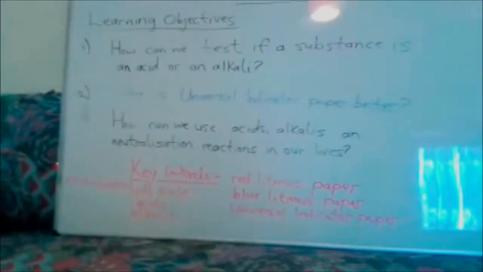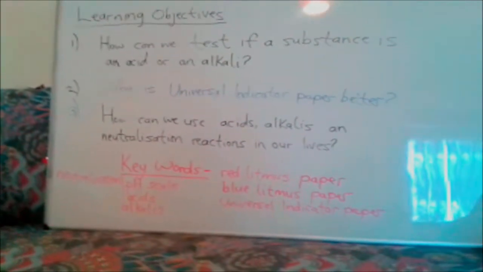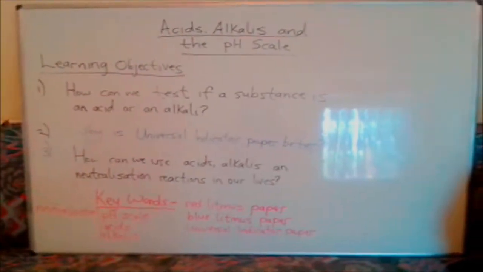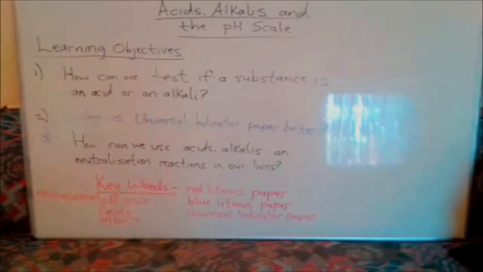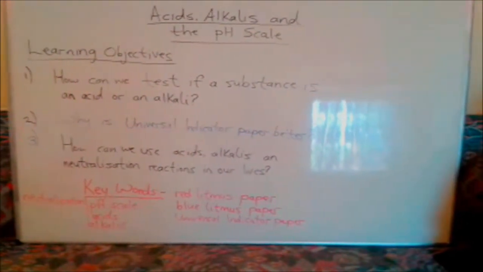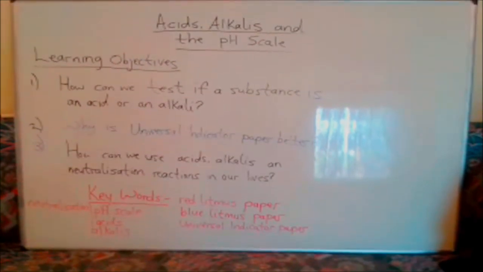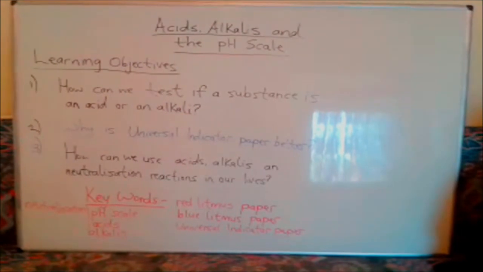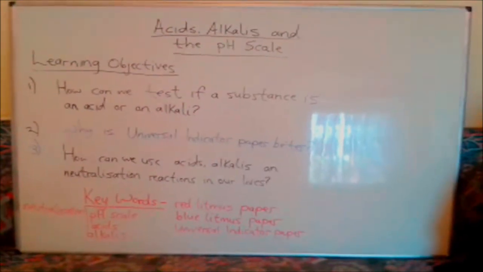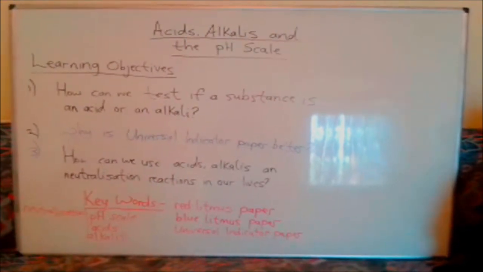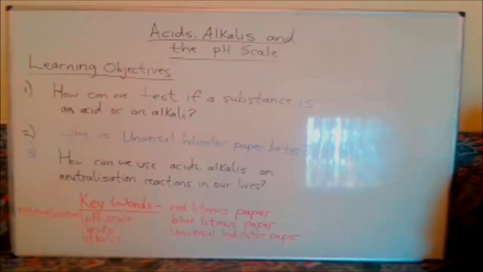How can we use acids, alkalis and neutralization reactions in our lives? A neutralization reaction is when you can add an acid and an alkali together to make a neutral solution. Bee stings and stinging nettles are acidic, so they hurt. If you add an alkali such as bicarbonate of soda, baking soda, to them, then it will reduce the pain. Wasp stings are alkali, so you need to add an acid like vinegar to neutralize it.